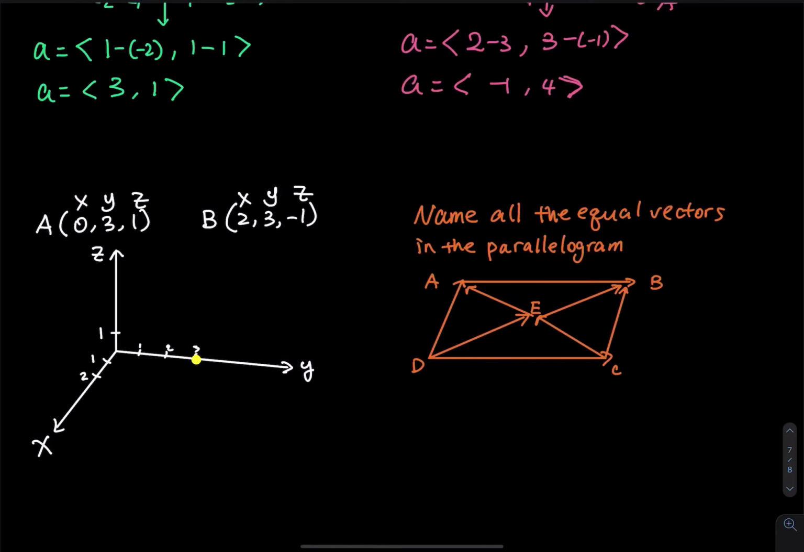So you go 1 unit up, that means you go like that. So the yellow dot, the yellow point, is where point A is. So let me release my pen. So that is my point A. So point A is right here.